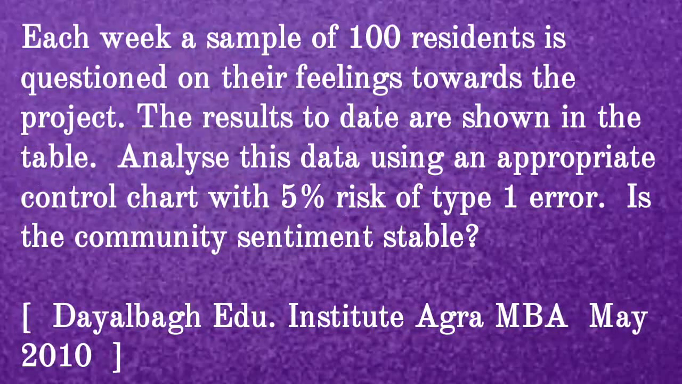Given question: each week a sample of 100 residents is questioned on their feelings towards the project. The results to date are shown below. Analyze this data using an appropriate control chart with 5% risk of type 1 error. Is the community sentiment stable? This question was asked at Dayalbagh Education Institute, Agra, MBA, May 2010.